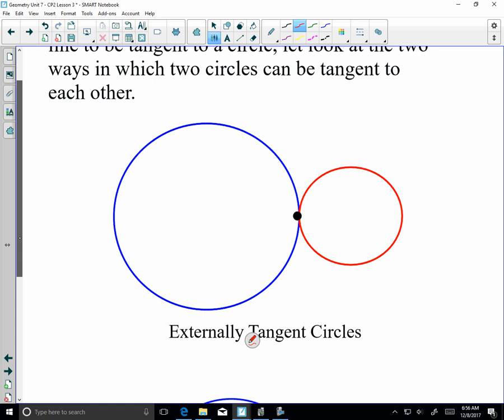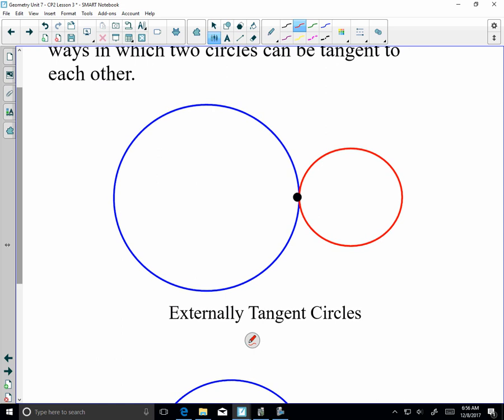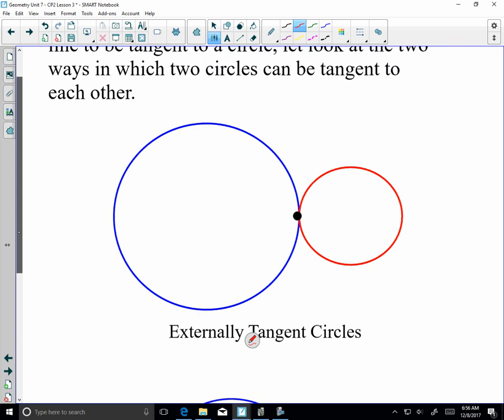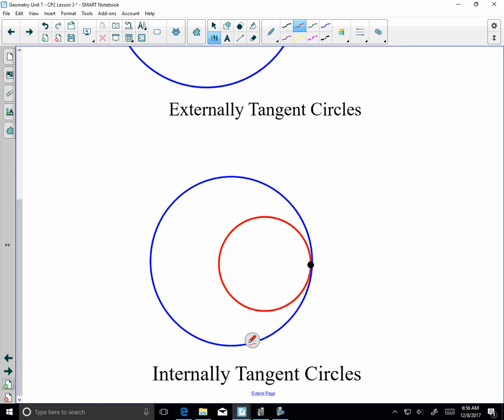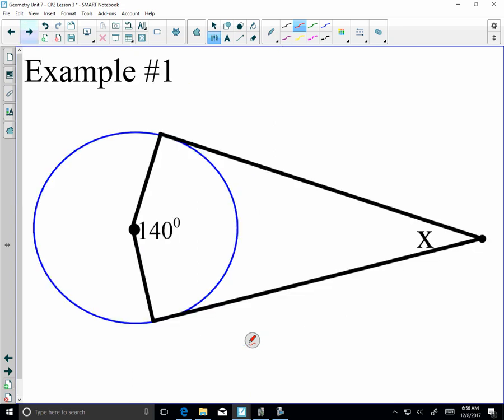Now, when we talk about tangency, we just want to understand that there are a couple types of tangency between circles. We have externally tangent circles, where they're tangent at one point and the circles are outside of each other. And then we have internally tangent circles, where they're tangent at the point, but one is an embedded circle inside the other.